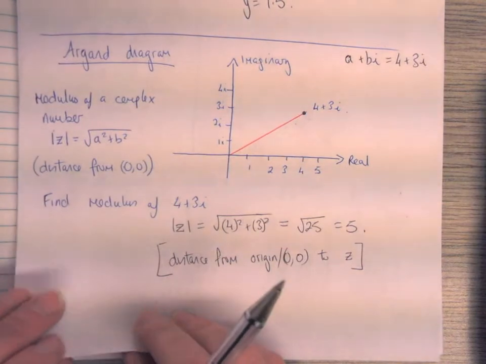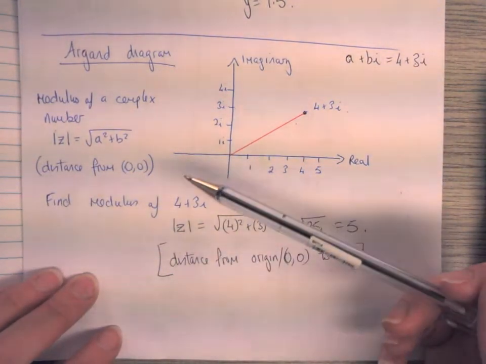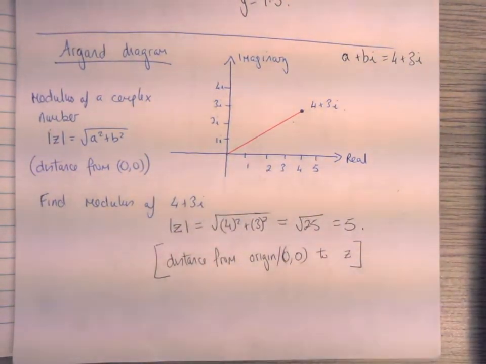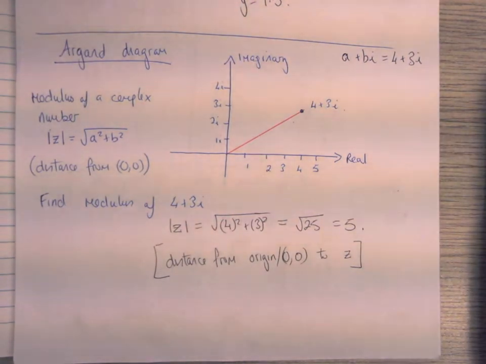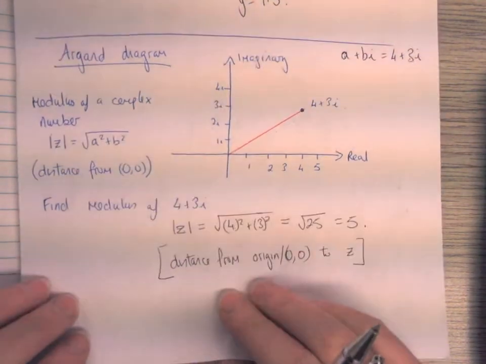Sometimes they'll just ask you for the modulus, or sometimes they'll say Z1, Z2 and Z3: find the modulus of Z1, find the modulus of Z2, find the modulus of Z1 plus Z2 with both together inside the modulus. Then they might say the modulus of Z1 plus the modulus of Z2 and see if they're the same thing. They do those kinds of questions as well. Okay, are we finished with that one?